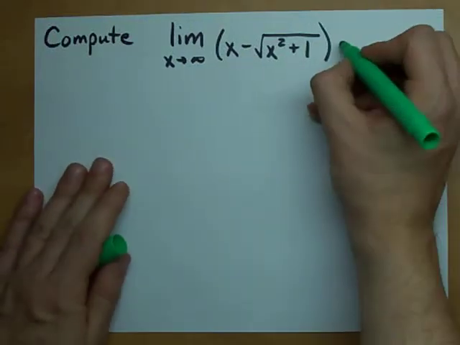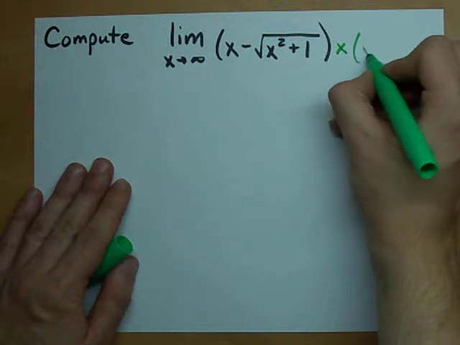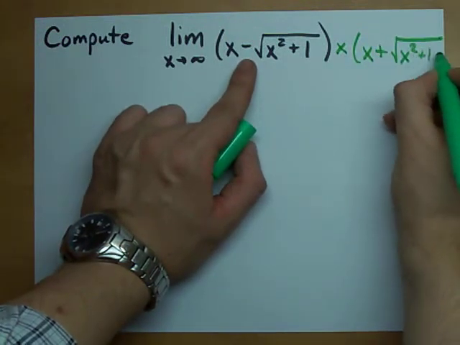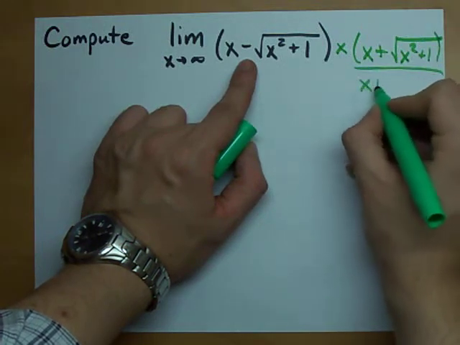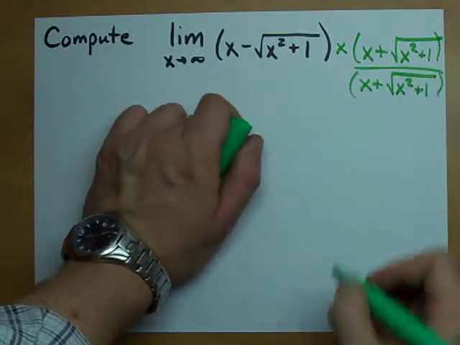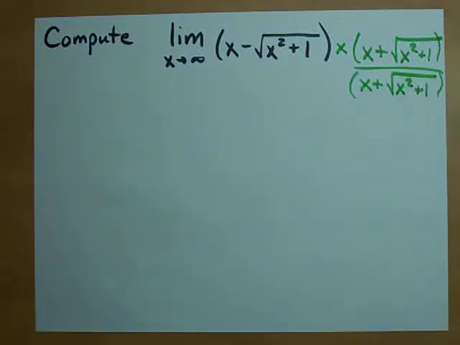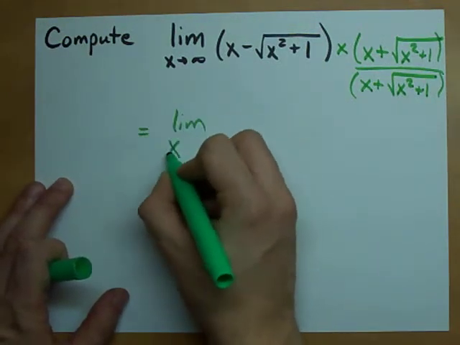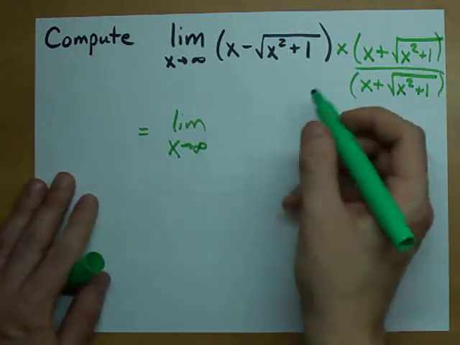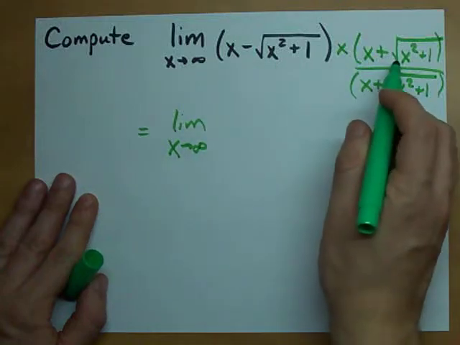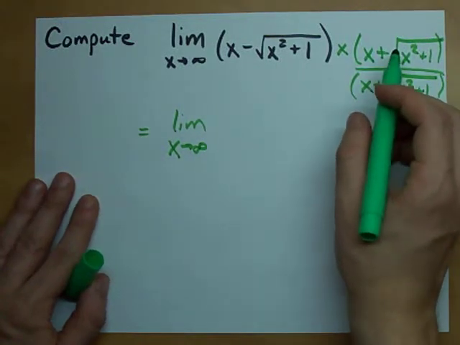What I mean by that is multiply this function by x plus the square root of x squared plus 1 over itself. Remember, you can multiply it by anything as long as you multiply the top and bottom by the same thing. So what I have here now is that equals the limit as x approaches infinity of. Now I'm going to FOIL this out. This is actually a difference of squares, and that's why we chose to multiply it by this.